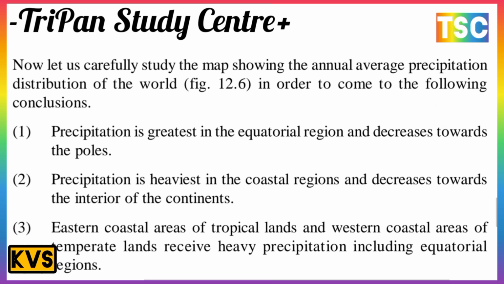Now let us carefully study the map showing the annual average precipitation and distribution of the world in order to come to the following conclusions. The first conclusion: precipitation is the greatest in the equatorial region and decreases toward the poles. And second, precipitation is the heaviest in the coastal regions and decreases toward the interior of the continent. And third, the eastern coastal areas of tropical land and the western coastal areas of temperate land receive heavy precipitation, including the equatorial region.